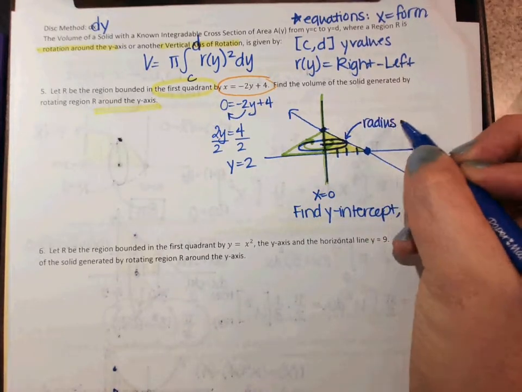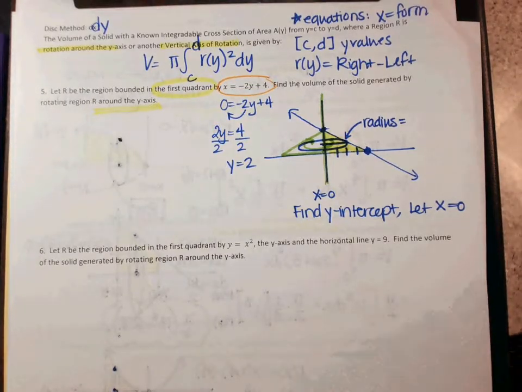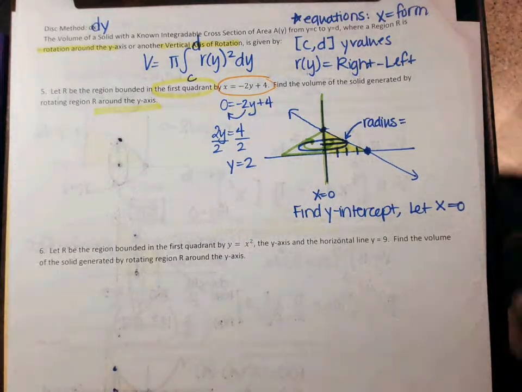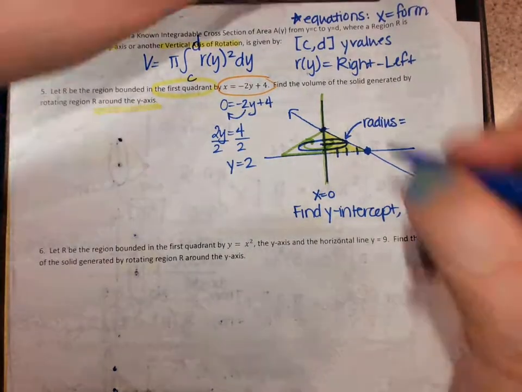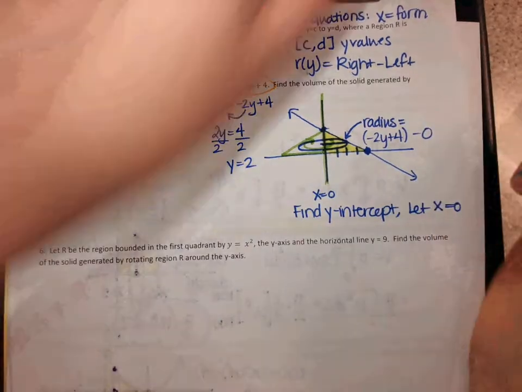Does that make sense? Okay, now I need to do the right side of the radius minus the left side of the radius. What is the right side touching? The negative 2y plus 4. What's the left side touching? X equals 0. So you do x equals negative 2y plus 4 minus x equals 0. Right minus left on both. Okay? So it'd be negative 2y plus 4 minus 0.